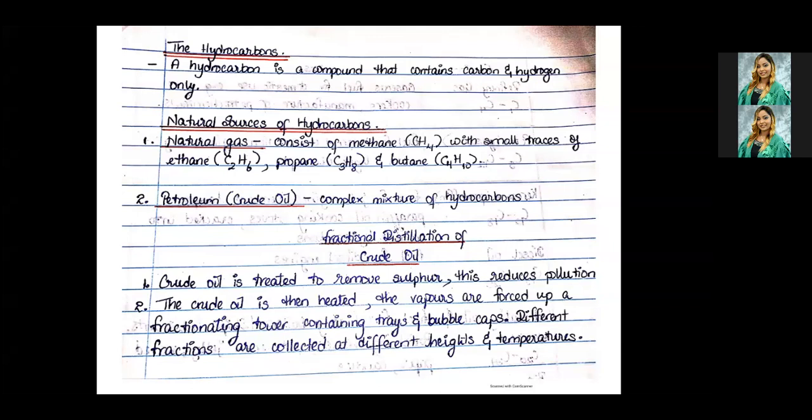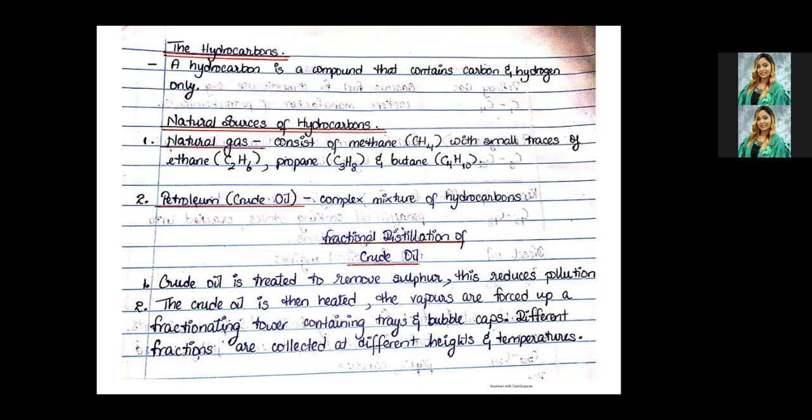There are two sources of hydrocarbons. You could get it from natural gas. Natural gas actually has methane with small traces of ethane, propane, and butane in it. We have petroleum, which is also known as crude oil, a complex mixture of hydrocarbons. Crude oil by itself, when it is mined, is not really usable, because it is usually a black, thick oil. The mixture has so many combinations of hydrocarbons in it that it is deemed useless by itself.